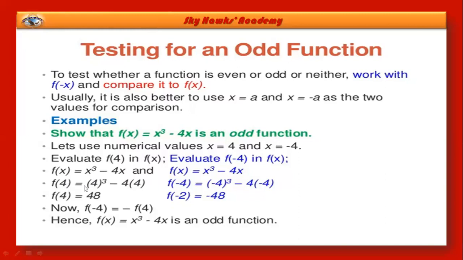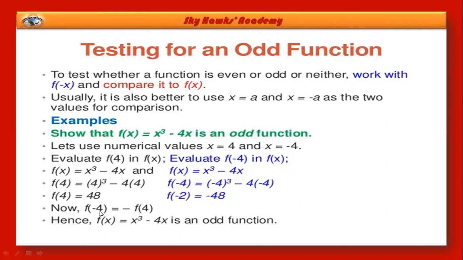F of 4 is equal to 4 cubed minus 4 times 4, and f of negative 4 is equal to negative 4 cubed minus 4 times minus 4. F of 4 is equal to 48. F of negative 2, no, f of negative... it's a 2, wrong. Sorry, here you should put negative 4. Yeah, okay. F of negative 4 is equal to 48.